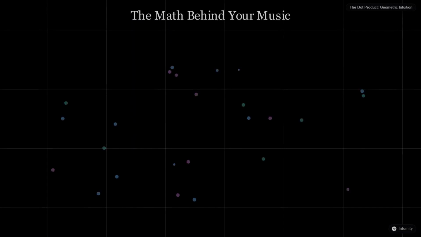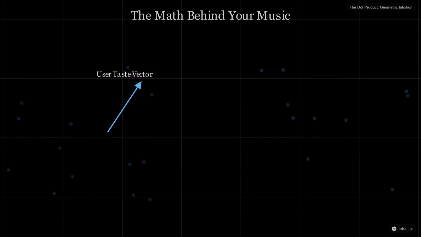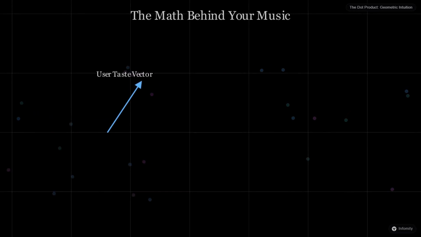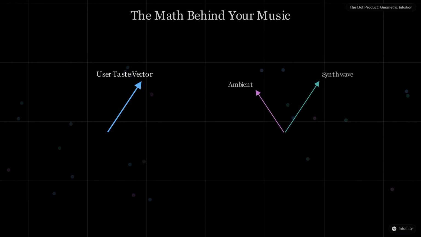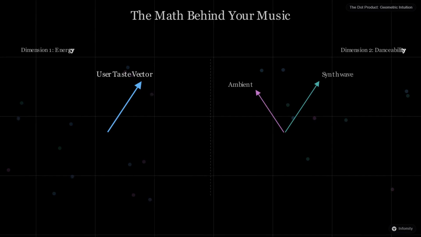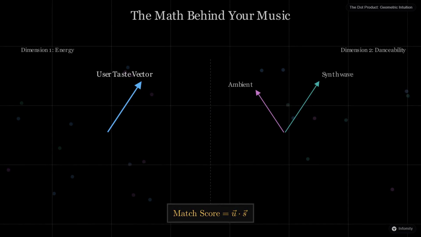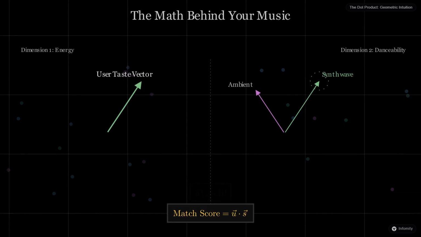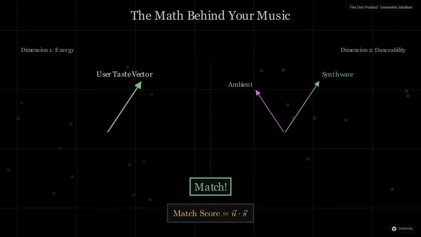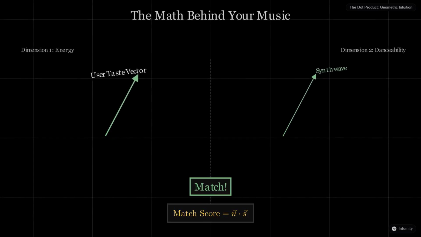The same math powers recommendation algorithms on services like Spotify. Spotify represents your taste as a vector pointing through high-dimensional space. Every song on the platform is also represented as a vector. Here's a detail that rarely gets mentioned about these spaces. The algorithm calculates the dot product between your taste and songs. A high positive dot product reveals that the vectors align. This alignment of high-dimensional shadows predicts your next favorite track.